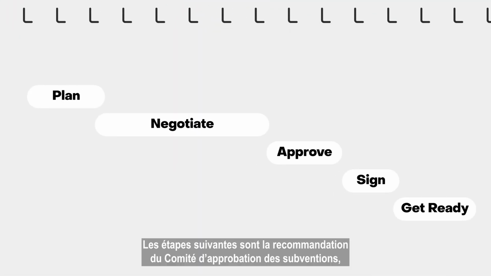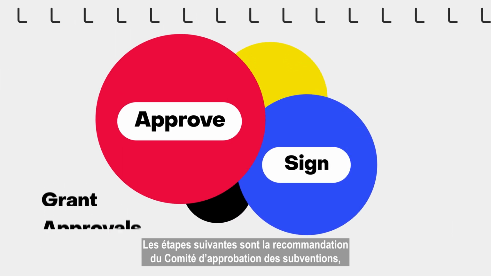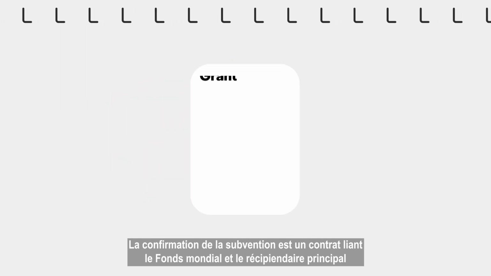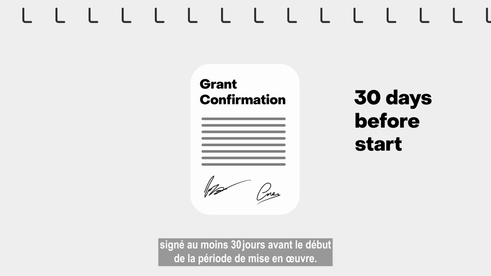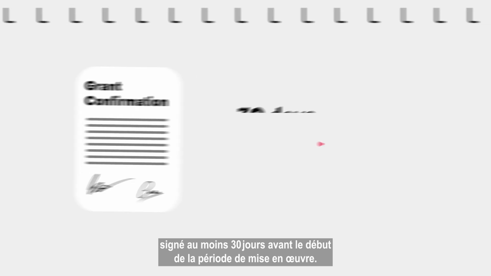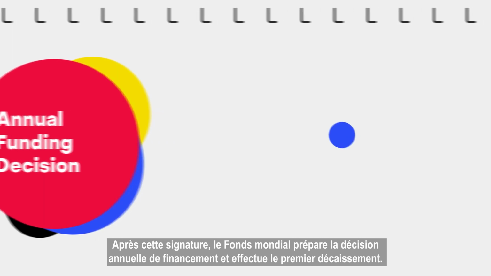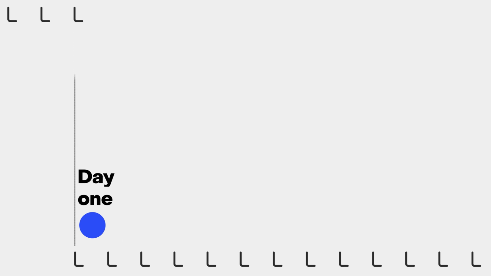The next steps in grant making include the recommendation of the Grant Approvals Committee, or GAC, board approval, and signature of the grant confirmation. The grant confirmation is the legal contract signed between the Global Fund and the PR at least 30 days before the start of the implementation period. As soon as this is signed, the Global Fund prepares the annual funding decision and makes the first disbursement. PRs can then start implementing their Global Fund grant on day 1.